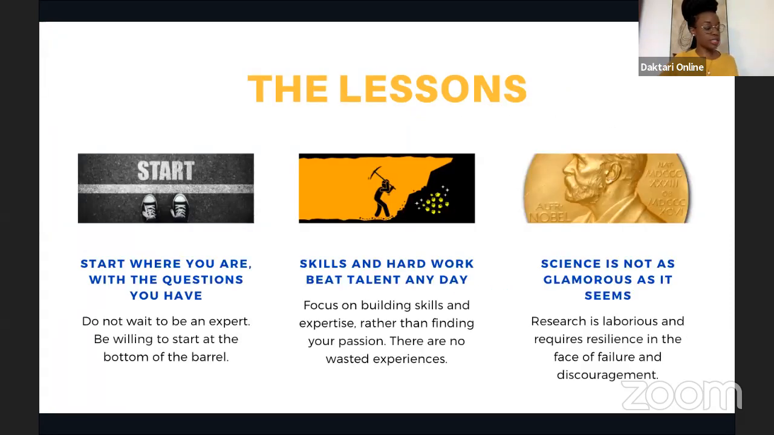Okay, so the first one is start where you are with the questions you have. The famous quote is start where you are with what you have. But because we're speaking about research, it's the questions you have. So don't wait to be an expert. Dr. Beda has stressed this: just start at the bottom of the barrel. Be happy to collect data, be happy to do the hard work, be happy to be last author in a paper. If you only have a computer and your brain, do a desk review like I did. But the idea is to really just start.